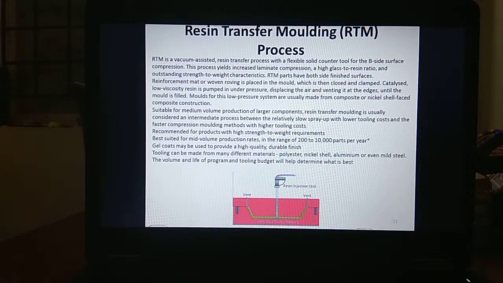Gel coat may be used to provide a high quality durable finish for the surface. Tooling can be made from different materials, be it polyester, nickel shells, aluminum, even mild steel. The volume and the life of the tool are based on the material we use for the tool.